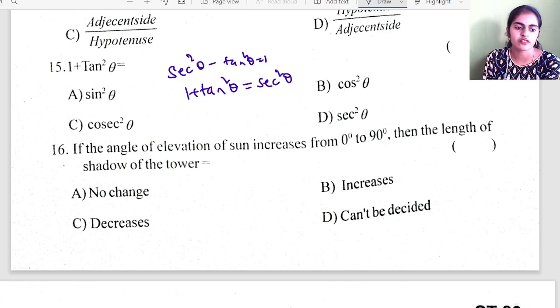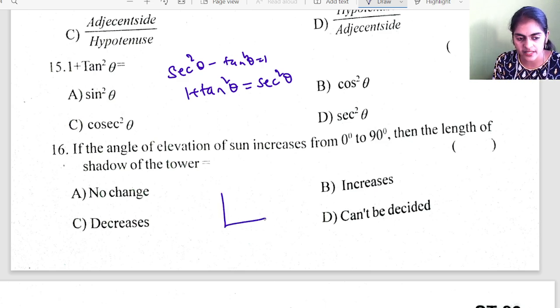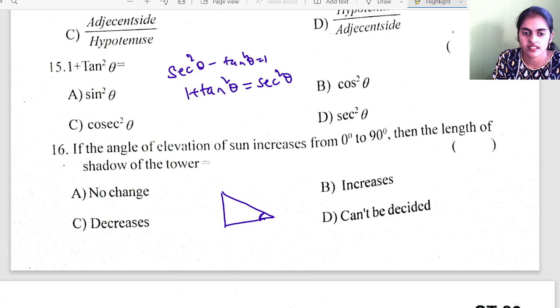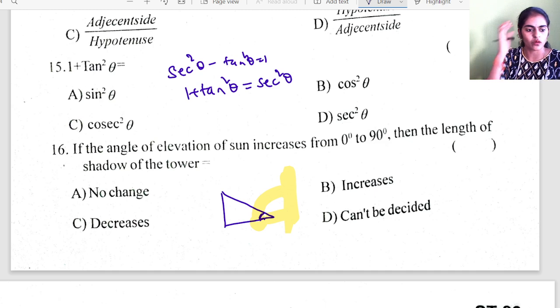Now if the angle of elevation of sun increases from 0 to 90, then the length of the shadow of the tower. Angle of elevation is increasing from 0 to 90, which means this is the sun's angle of elevation. So from 0, it is starting from this point 0 and it is slowly rising to 90. So this is 90. Okay. So now what are they asking us to do? So you have to find the changes in the tower. So what happens to the changes in the tower? When angle is increasing, what happens to the length of the tower? What happens to the length of the tower if angle is increasing?